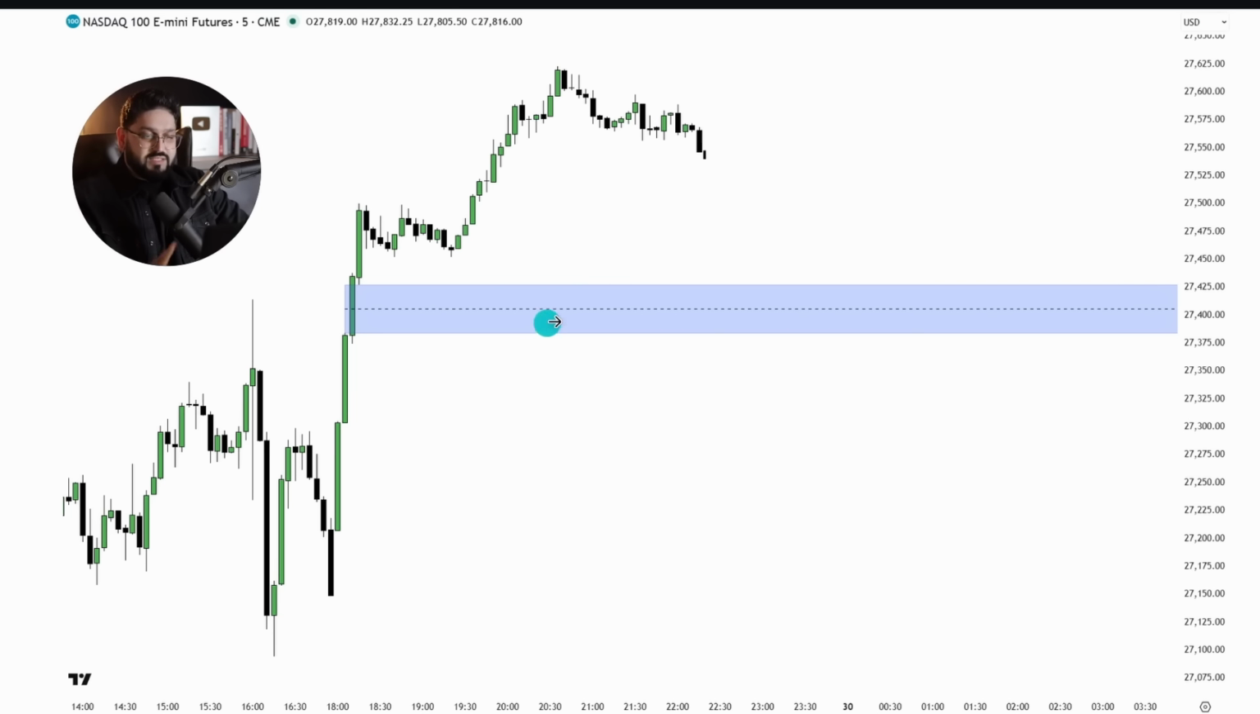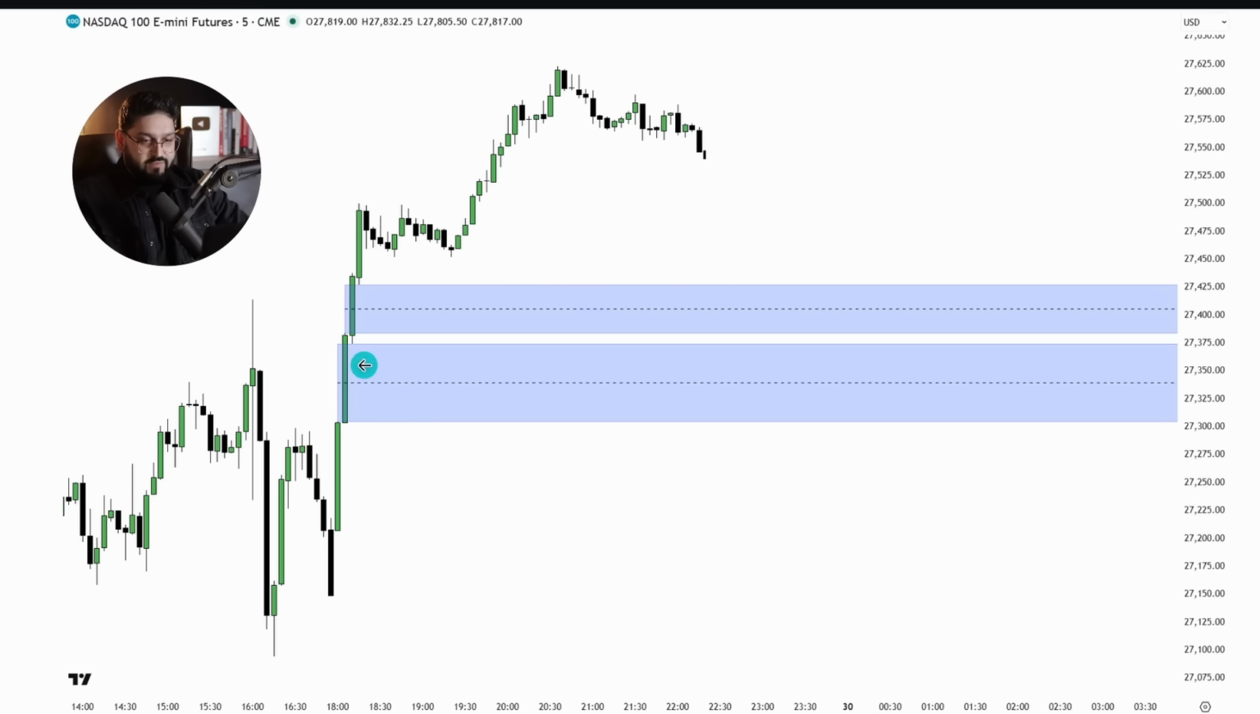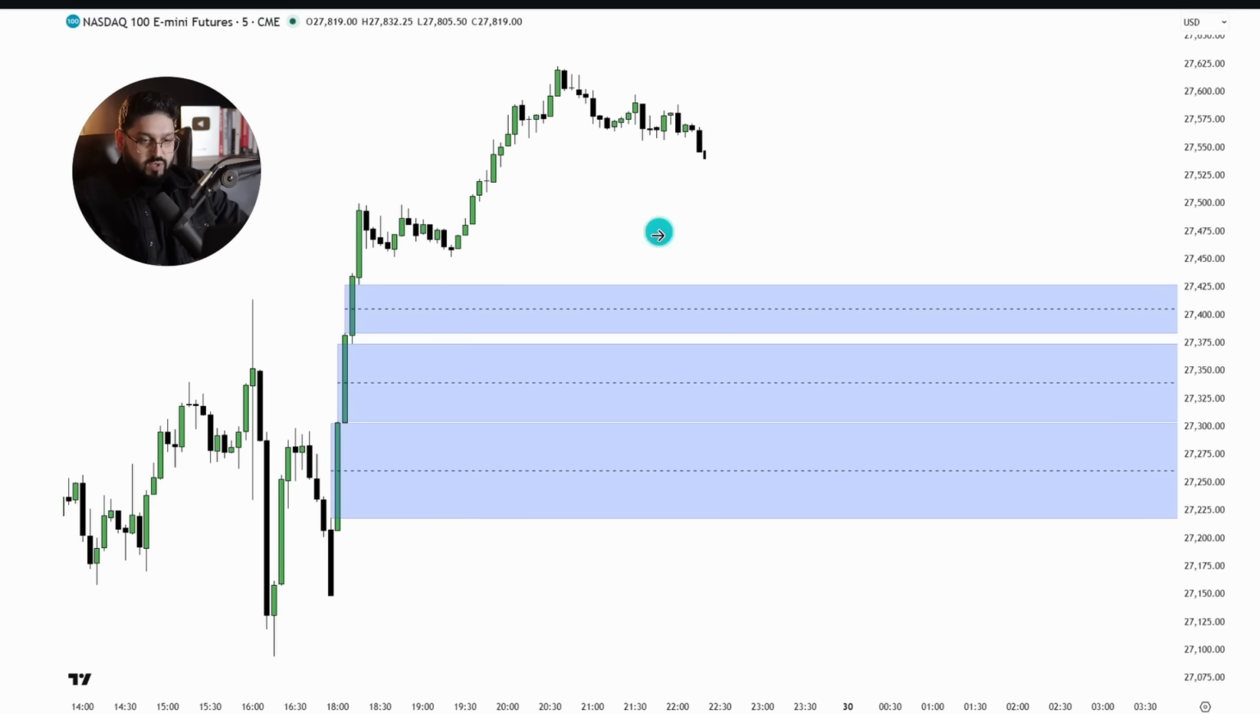But in this scenario, we also have a fair value gap here, and we also have a fair value gap here. So one of the problems that we encounter when it comes to trading fair value gaps is which one is the high probability fair value gap? Which one should hold as support? Which one is going to be a draw on liquidity? Which one should we take an entry from if we're continuing higher?